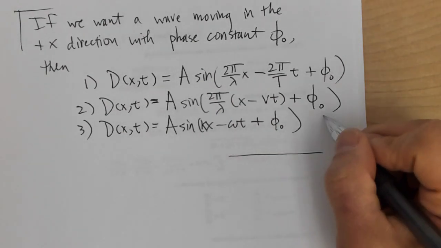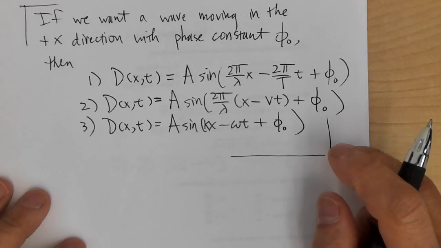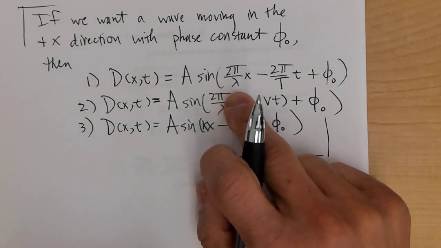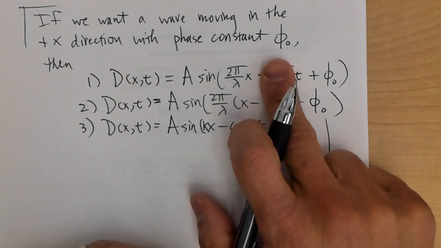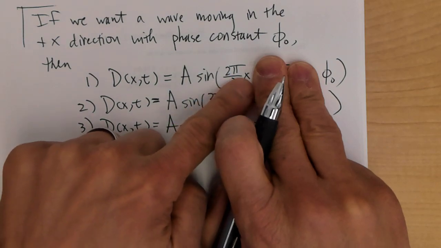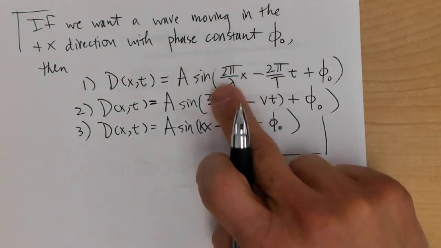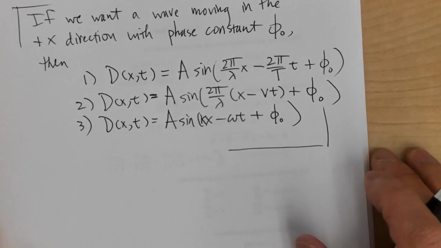Okay. If you want to find what phi 0 is given some initial conditions, for example, suppose they tell you what the wave looks like at t equals 0, you would just set t equals 0, then you would have A sine of 2 pi over lambda x plus phi 0. You could use that to determine phi 0. So the initial conditions could give you the phase constant.